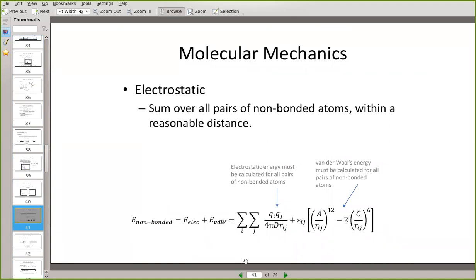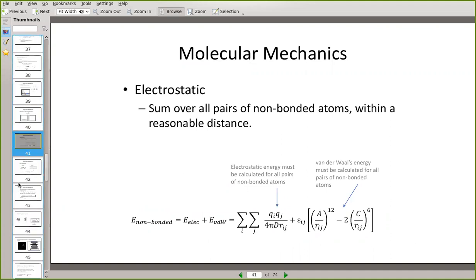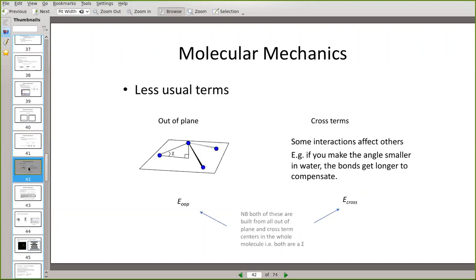So this is electrostatic and van der Waals over all pairs. Here's the sum of all pairs. Here's your electrostatic term, which is dependent over R. And here's your van der Waals, which is the 6-12, the Lennard-Jones. And so that then contributes towards the total energy. Right. And then, of course, there are other terms that I don't want to go into. There's sometimes cross terms and out-of-plane terms that are added, and that's just to refine your total energy of molecular mechanics.